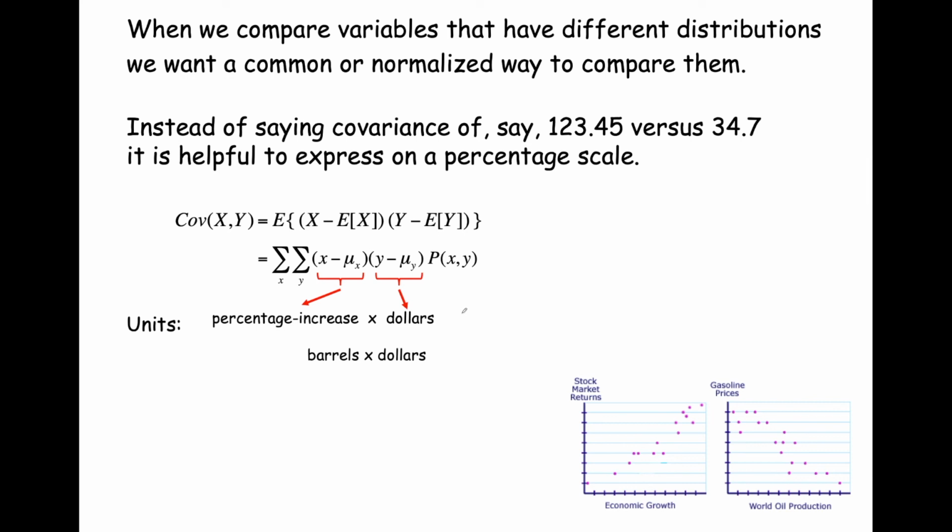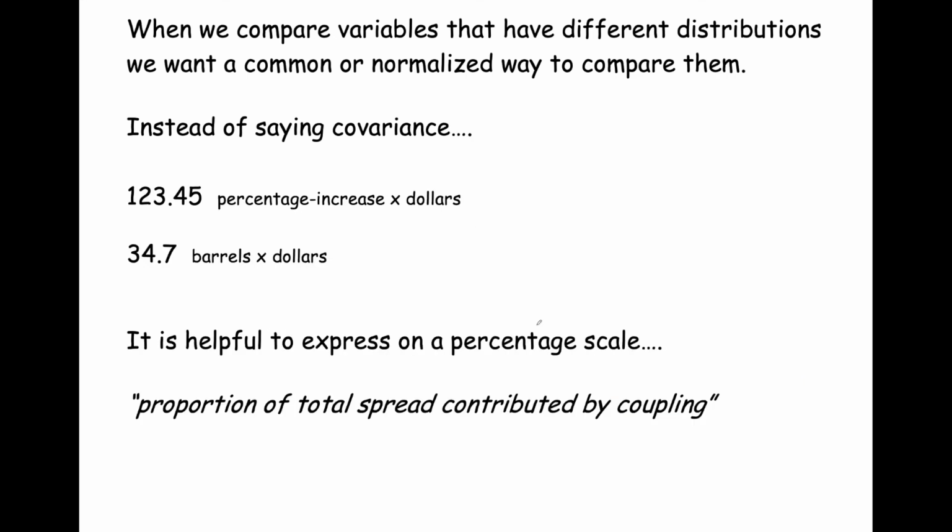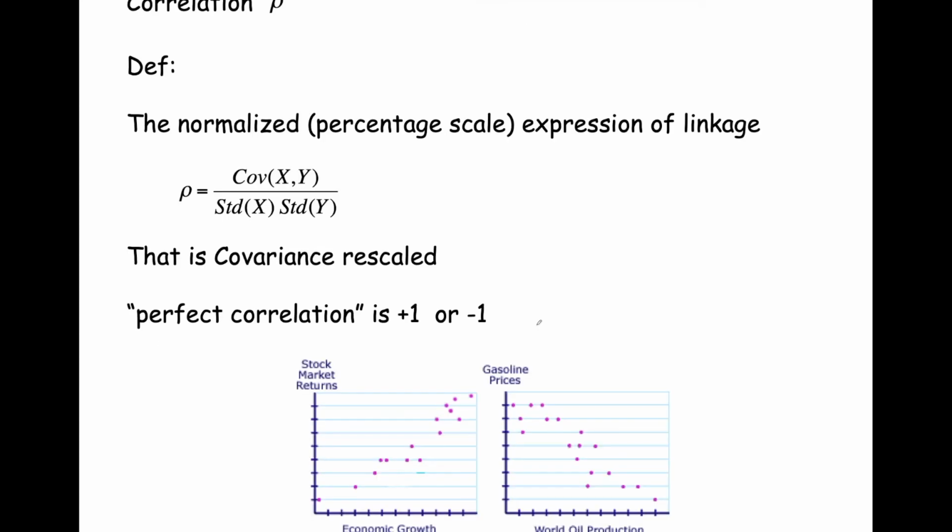And so if we were to compare the coupling of this graph with the coupling of that graph, there's not really a good way to compare them unless you had some normalizing way to do that, the same way a percentage normalizes increases or decreases in some quantity. And so instead of these weird units and numbers, it's helpful to express them on a percentage scale, and that percentage is the proportion of total spread that is contributed by the coupling between the two variables of interest. So that is called correlation.